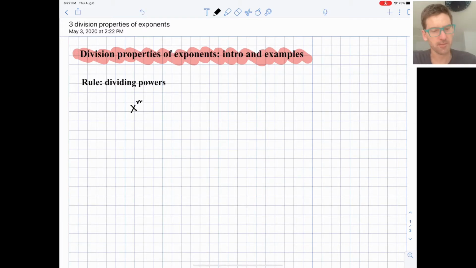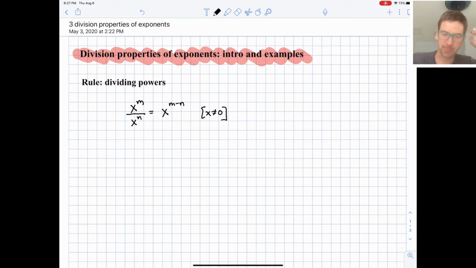If we have x to the m over x to the n, so we're dividing, the bases are the same, the exponents may or may not be the same. We can simplify that down and do x to the m minus n. And x can't be 0, otherwise we'd be dividing by 0, right?